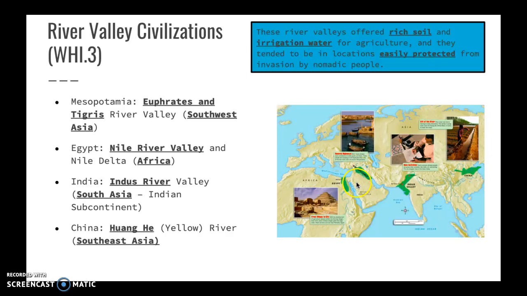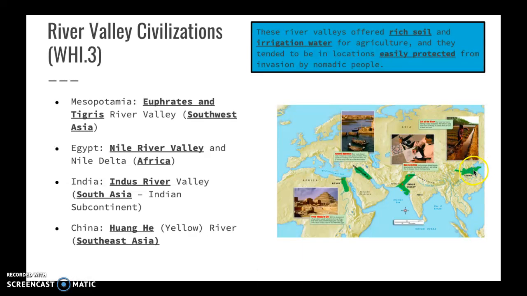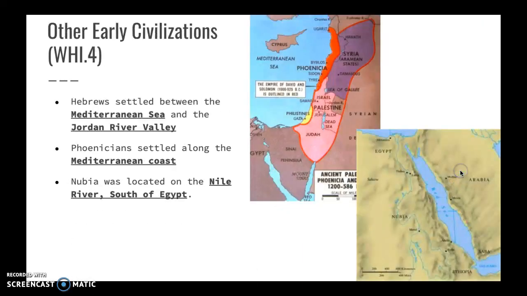Mesopotamia is the very, very first one at the very top of the Arabian Peninsula. Mesopotamia formed between the Euphrates and Tigris River Valley. The next one is Egypt, which is located in Africa. It originated on the Nile River Valley. India, which is located on the Indus River Valley. And then China, which was located on the Huanghe or the Yellow River Valley.